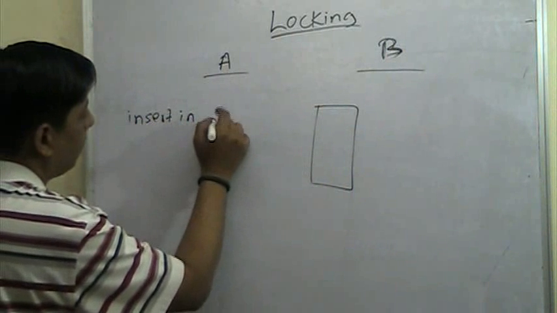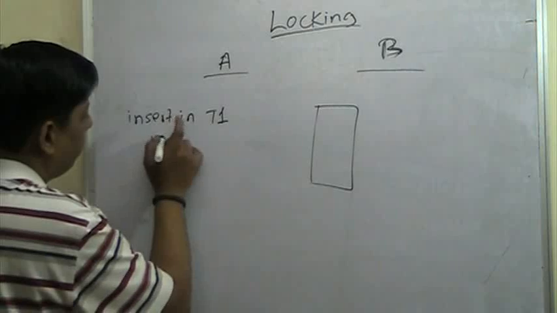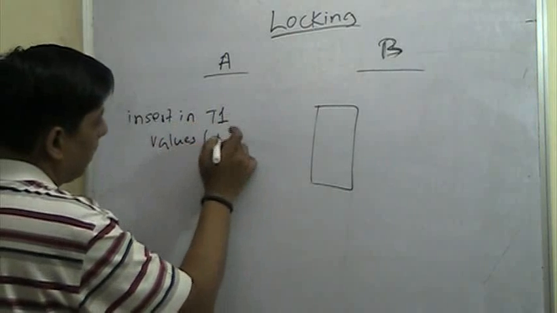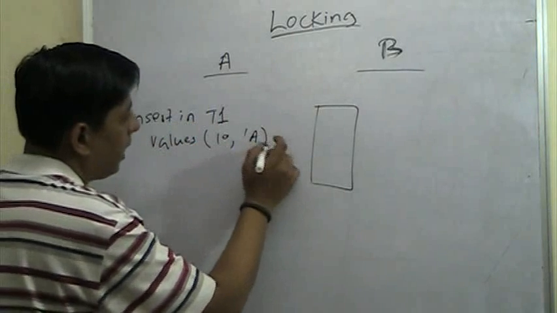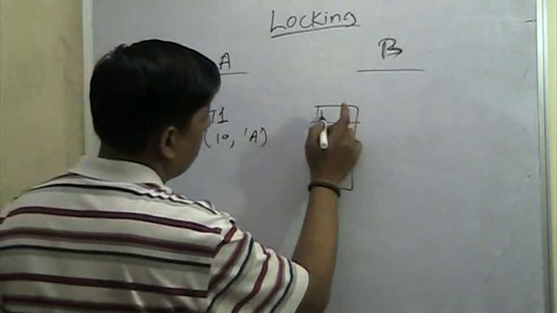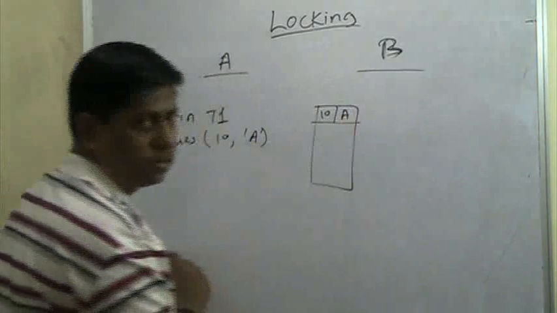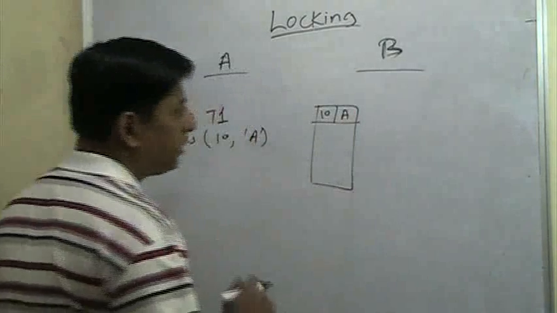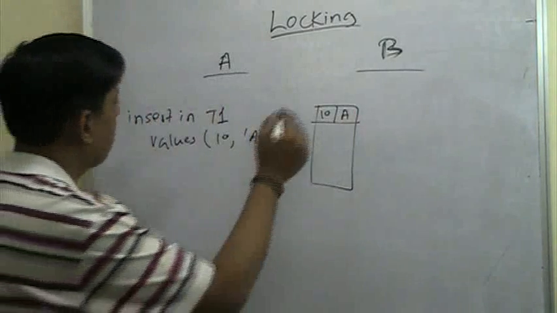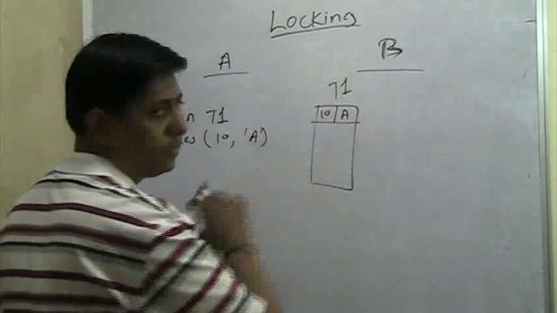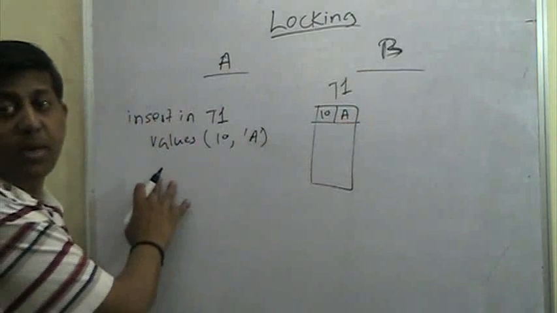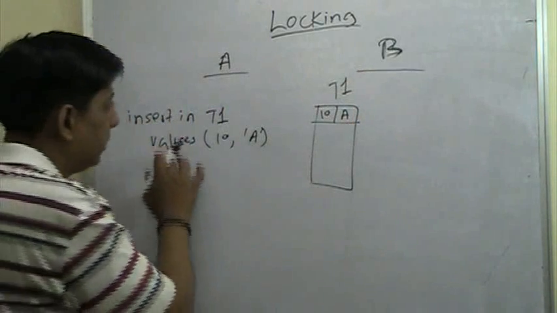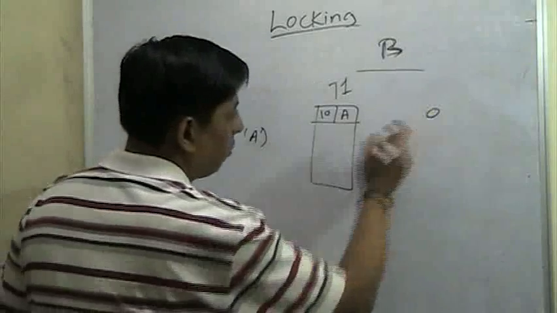User A says insert into table T1 values 10 and A. So 10 and A goes in here. At this time user B comes in and says select star from T1. What will he see? Nothing, because this guy has not yet committed, so he sees 0 rows.